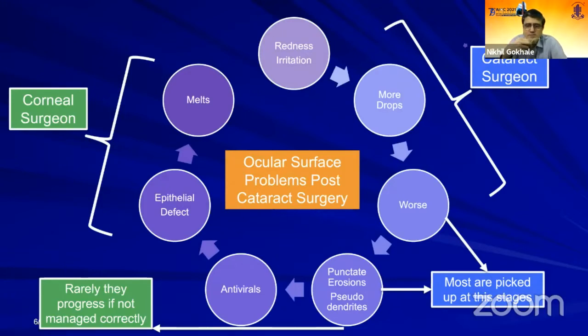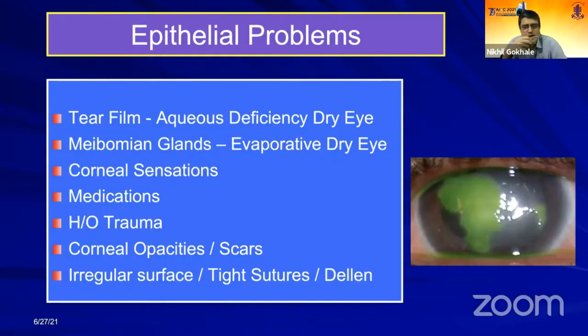So if the surgeon can pick it up at this stage and make changes in the treatment, the patient will usually recover quickly. However, in rare situations, the condition continues to progress. Sometimes antivirals are given, and the patient continues to worsen and then walks into the cornea clinic with an epithelial defect or a stromal melt. And then it's a little bit more difficult to manage these patients.